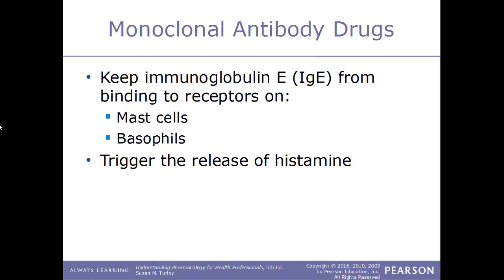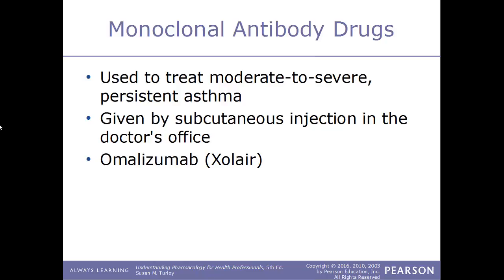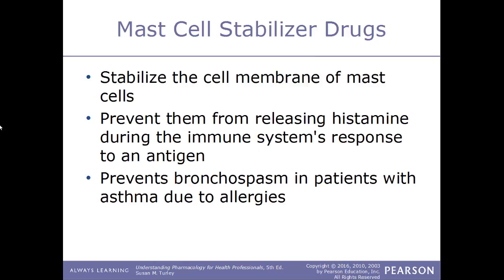And now we'll talk about monoclonal antibody drugs. Now, these types of drugs keep immunoglobulin E, or IgE, from binding to receptors on mast cells and on basophils, as these are the cells that trigger the release of histamines. So this kind of drug is used to treat moderate to severe or persistent asthma, and this is given by a subcutaneous injection at the doctor's office. An example of a drug that would fall under this category would be omalizumab, which is sold under the brand name Xolair. Another class of drugs that we'll talk about are mast cell stabilizers.